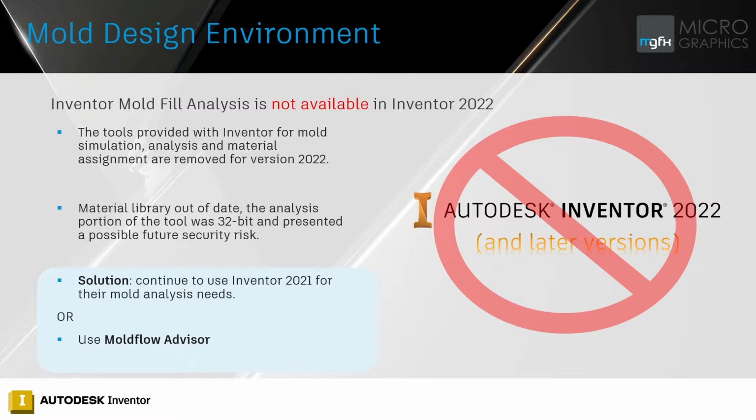What was the reason for this? Well, the material library was out of date, for one, and also the analysis portion of the tool was 32-bit software, and this presented a possible security risk going forward in Inventor 2023 and onwards, so it has been removed. According to Autodesk, you should continue using 2021, or you can download and use Moldflow Advisor from your manage.autodesk account if you still want to carry on in the newer versions.